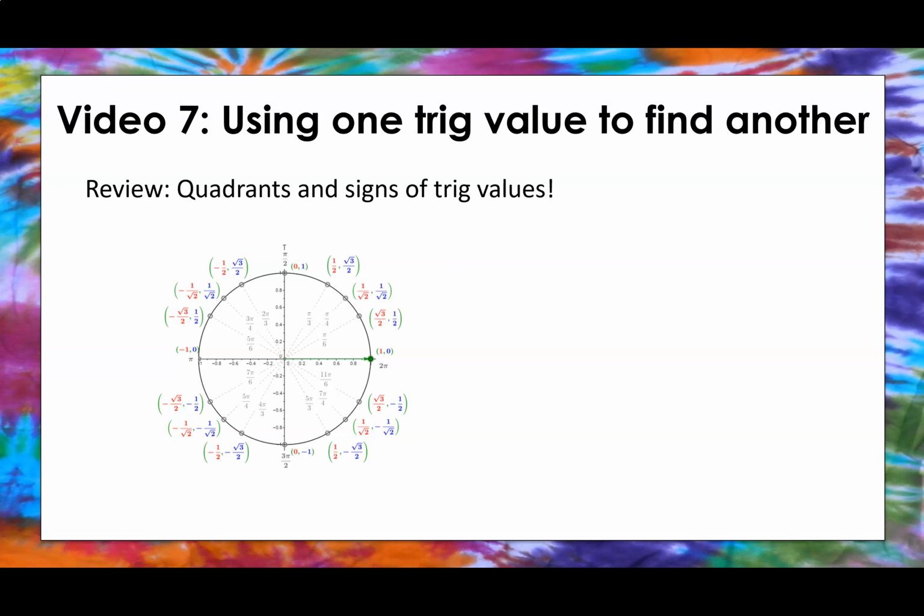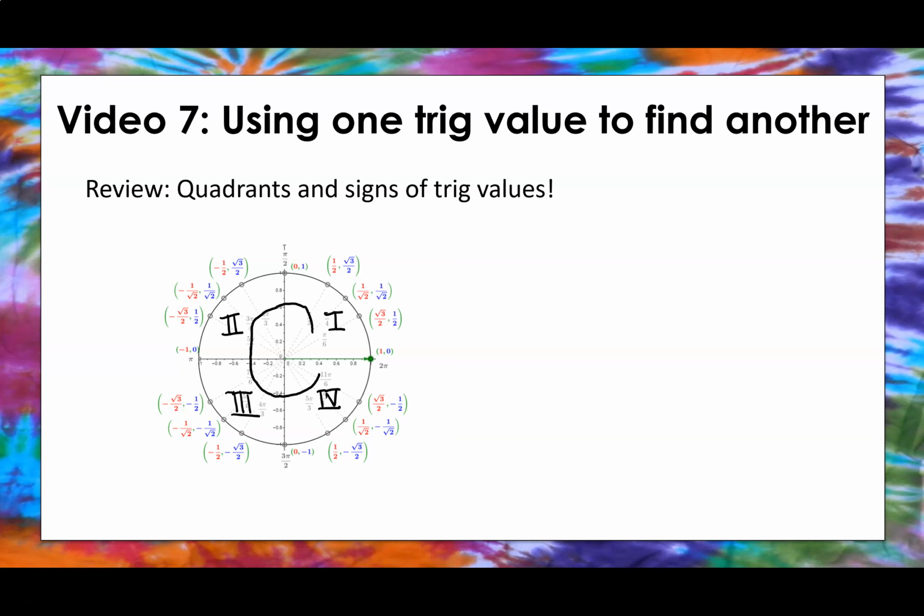Let's first review the quadrants. To review the quadrants, watch how I draw my C. I first start in quadrant 1, then I hit quadrant 2, then quadrant 3, then quadrant 4. So I'm labeling this as quadrant 1, quadrant 2, quadrant 3, and quadrant 4.